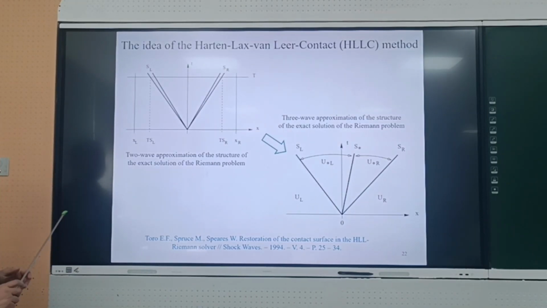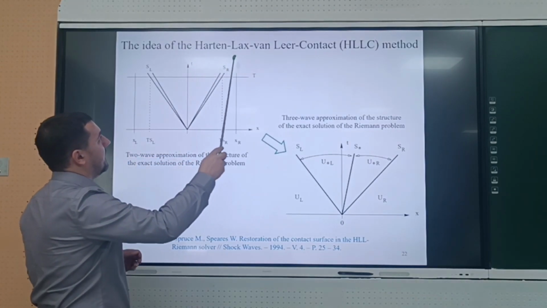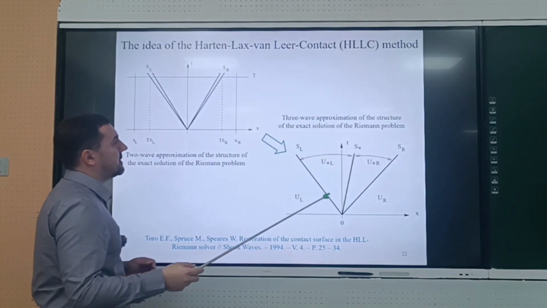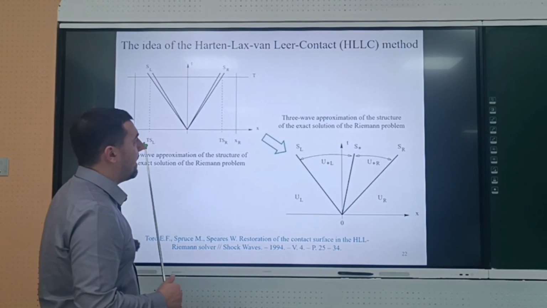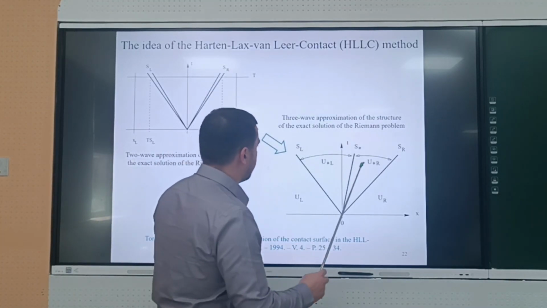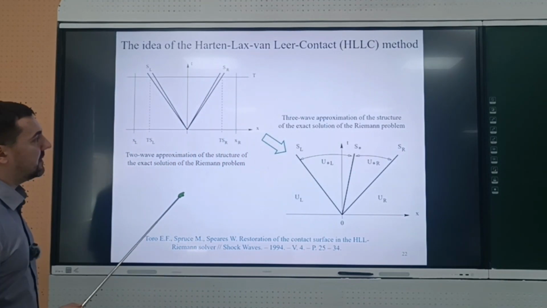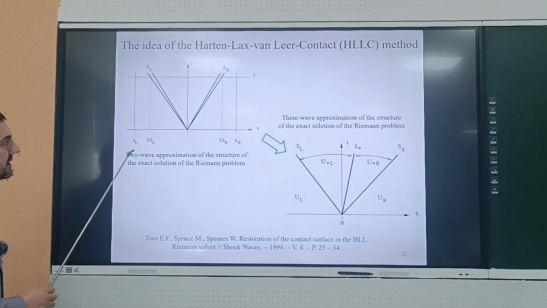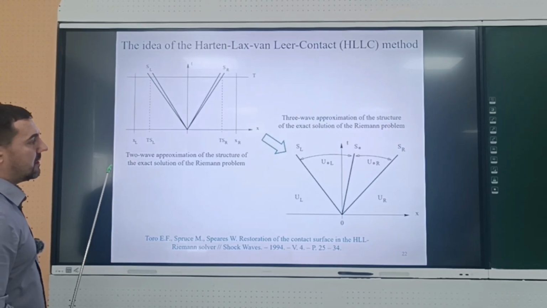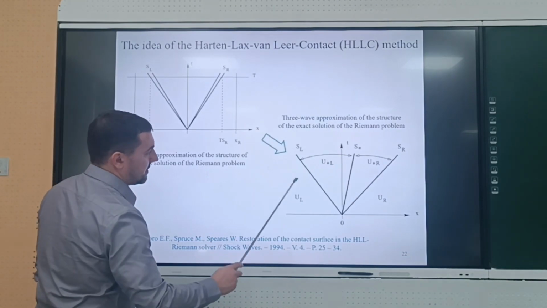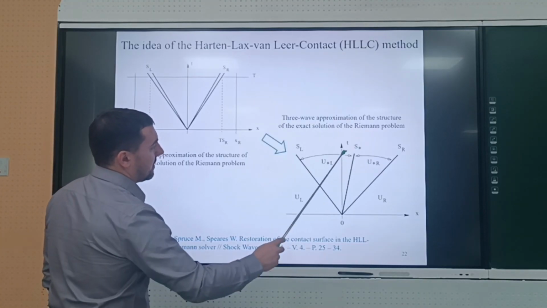The idea of the Harten-Lax-van Leer-Contact method. So HLLC means Harten-Lax-van Leer-Contact. It's the HLL method, but with the resolution of the contact discontinuity. So this is the two-wave approximation of the structure of the exact solution of the Riemann problem. And this is a three-wave approximation of the structure of the exact solution of the Riemann problem. So let's add a contact discontinuity, a contact wave, in our solution, and two states, U star L and U star R.